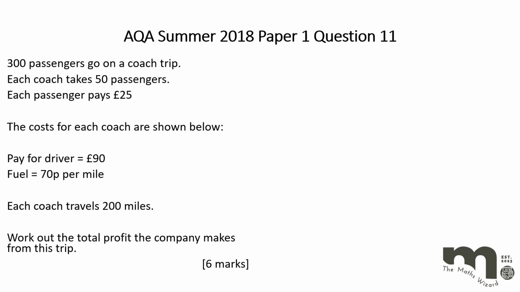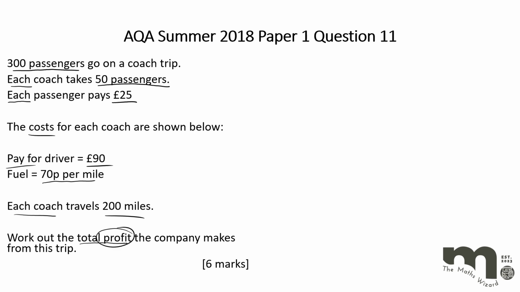So we've got 300 passengers that are going on a coach trip. Each coach takes 50 passengers. So for every one coach we're going to have 50 passengers, and each passenger pays £25. It says the costs for each coach are shown below. So we've got to pay the driver £90 and the fuel is 70p per mile. And each coach, so one coach, travels 200 miles. And it says work out the total profit the company makes from this trip.